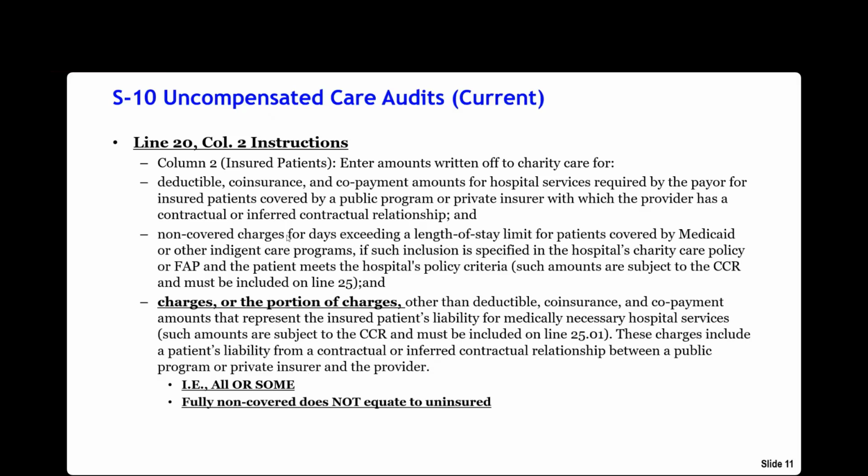Now, one of the other things we're trying to get CMS to do is clarify those instructions for both column 1 and column 2 as it relates to those partially non-covered situations, because they've got some really confusing verbiage there. They talk about charges or the portion of charges other than deductible, coinsurance, and copayment that represent the insured patient's liability for the hospital services. And that explains that, hey, they need to be included in line 25.01, even though they're already part of line 20, column 2.